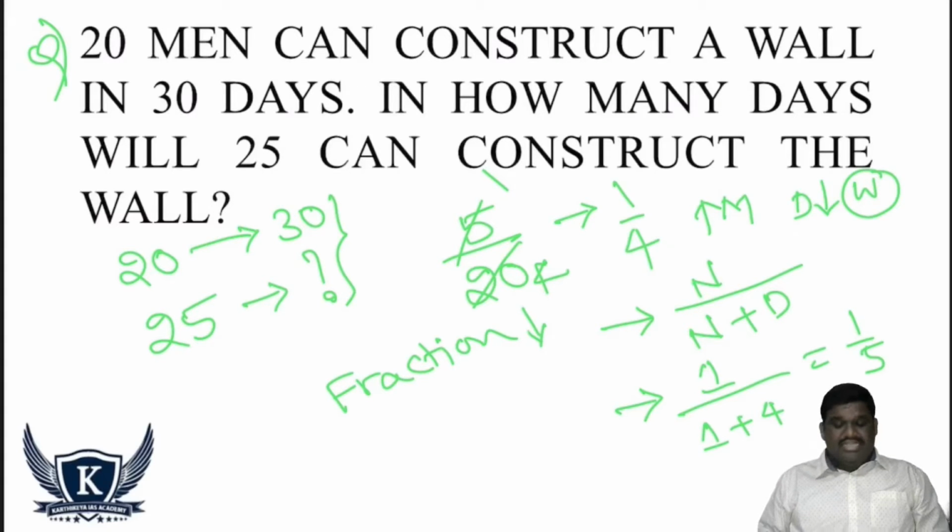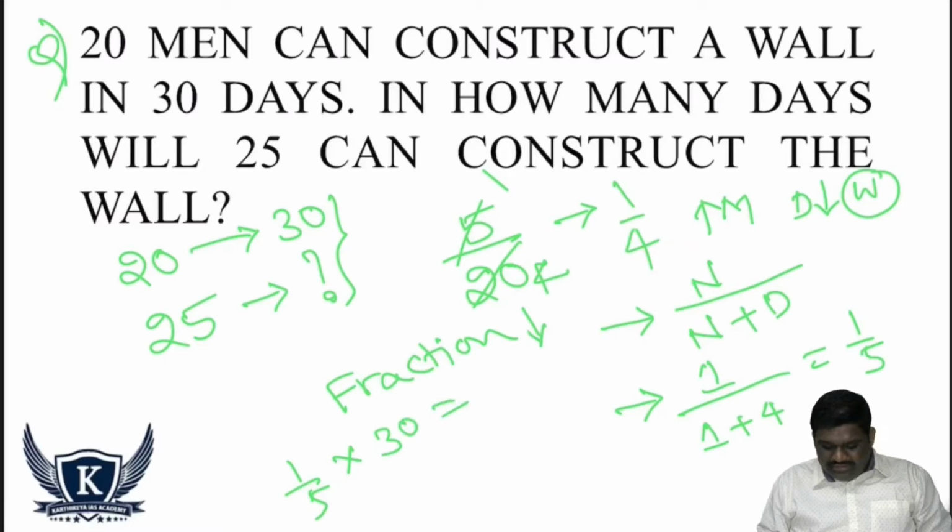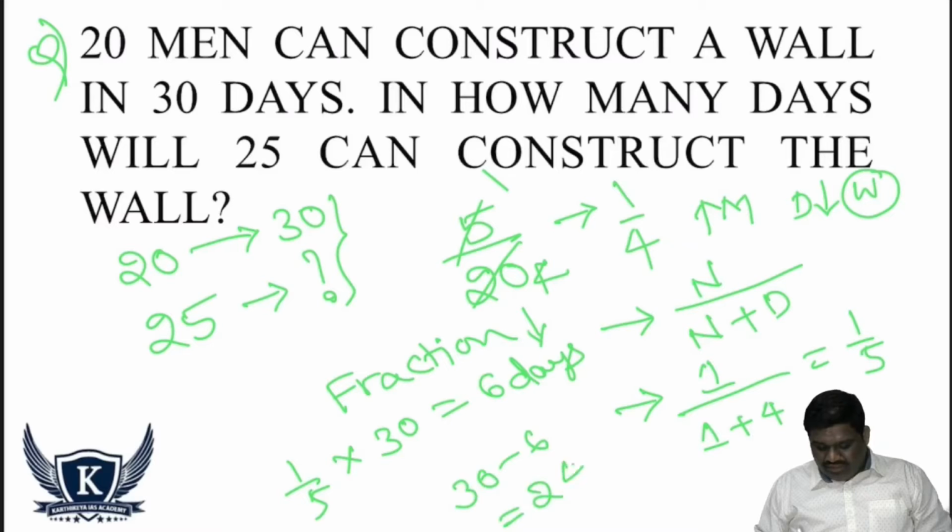Now days will be reduced by 1/5 of the part. So 1 by 5 into 30 will be decreased. That means how many days will be decreased? 6 days. Now they are asking how many days the workers can construct the wall. So that is 30 minus 6, which is equal to 24 days.